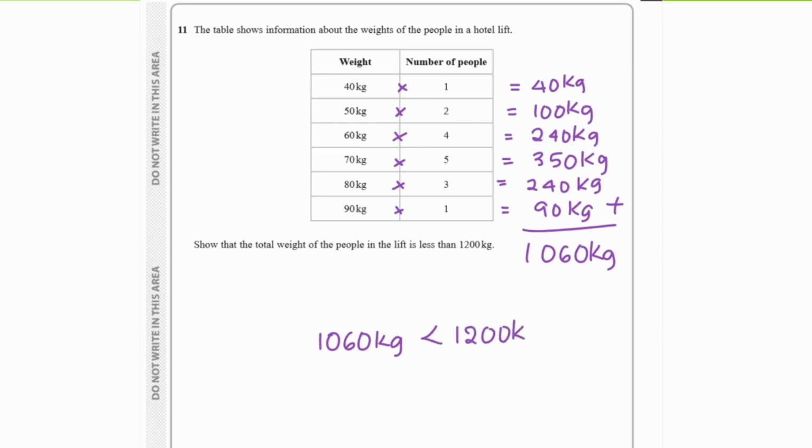For this question, we would get 1 mark for multiplying all the frequencies by the weights, a second mark for adding them up correctly and getting a correct answer of 1060, and a final mark for comparing them correctly to show that the total was less than 1200.